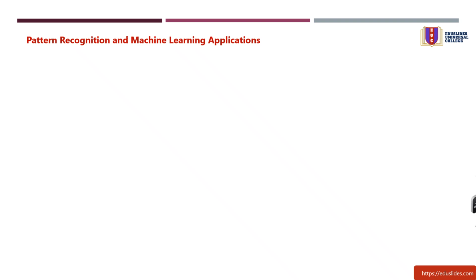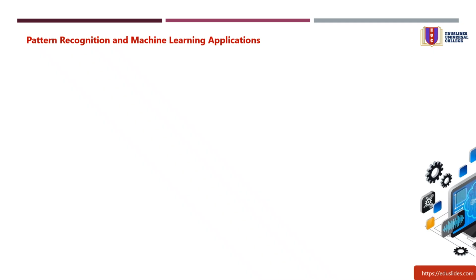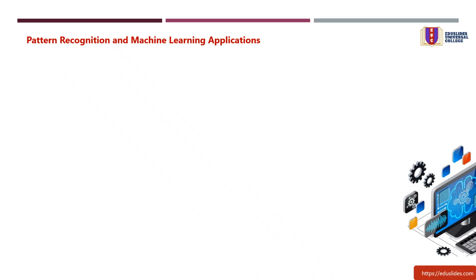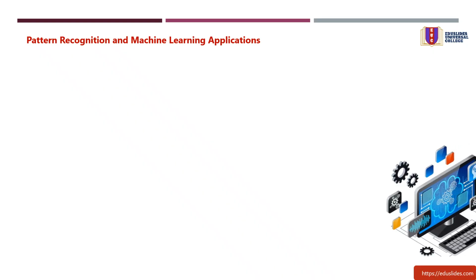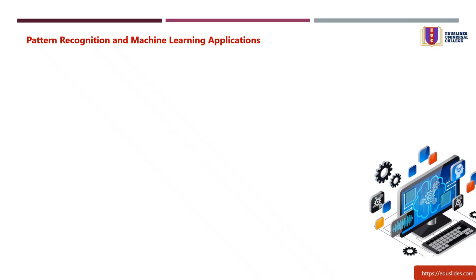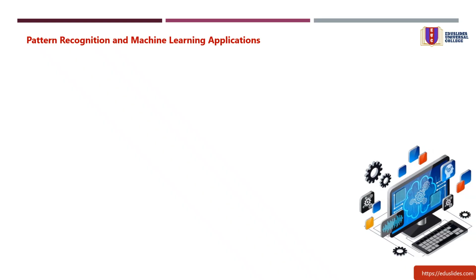Pattern recognition and machine learning applications. In today's fast-paced business environment, the integration of pattern recognition and machine learning (ML) has emerged as a critical tool for driving efficiency and unlocking strategic insights across multiple industries. These technologies enable businesses to analyze vast amounts of data, recognize patterns, and automate processes, leading to optimized decision-making and innovation. This video will highlight some notable applications of ML-powered pattern recognition across different sectors.